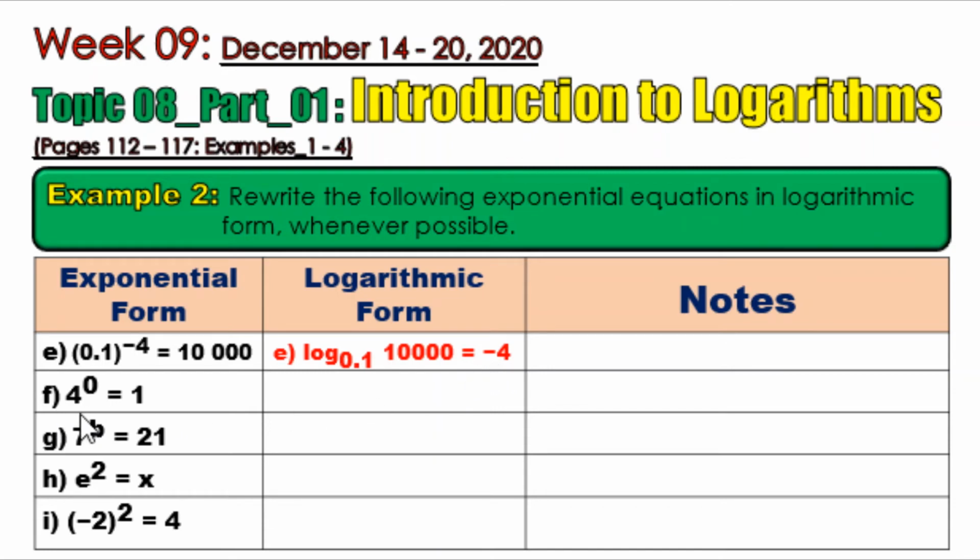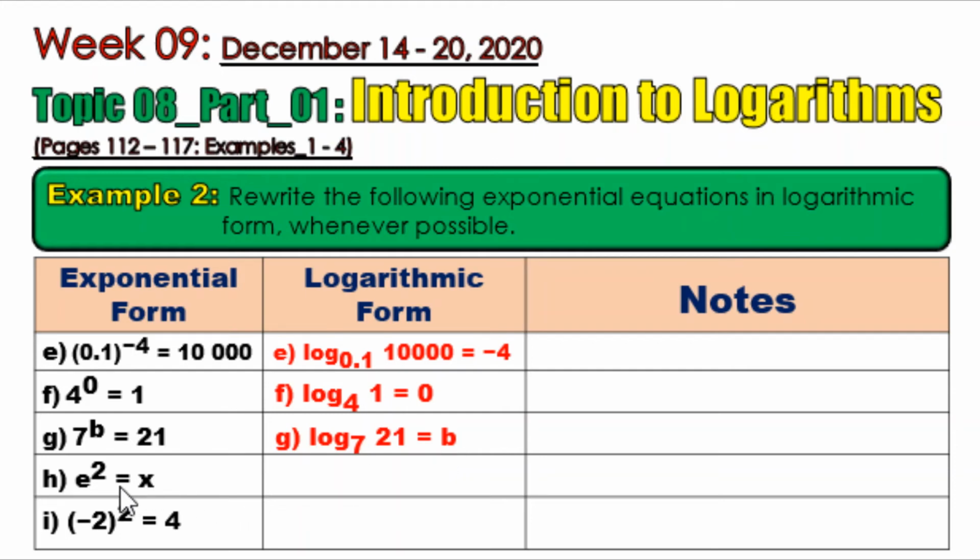Letter F, 4 raised to 0 is equal to 1. What do you think is the answer for its logarithmic form? We have logarithm of 1 to the base 4 is equal to 0. Letter G, 7 raised to b is equal to 21. And its logarithmic form is logarithm of 21 to the base 7 is equal to b.